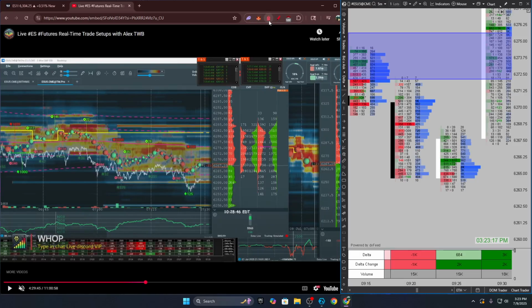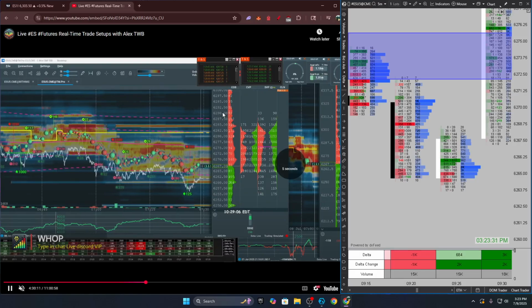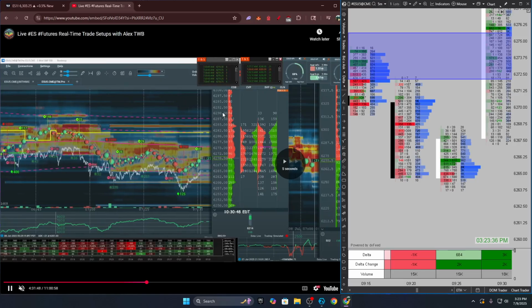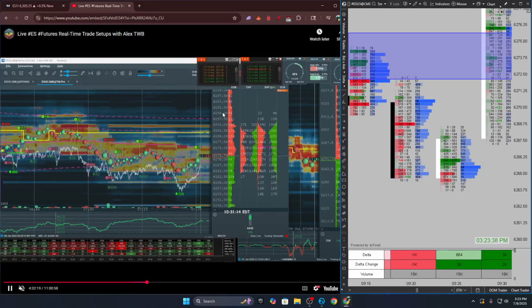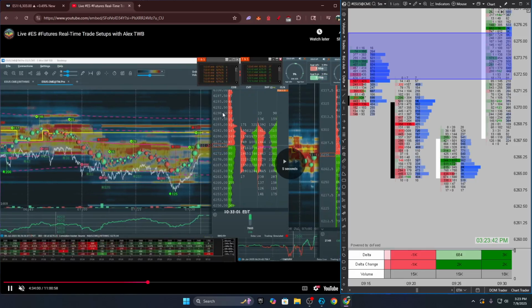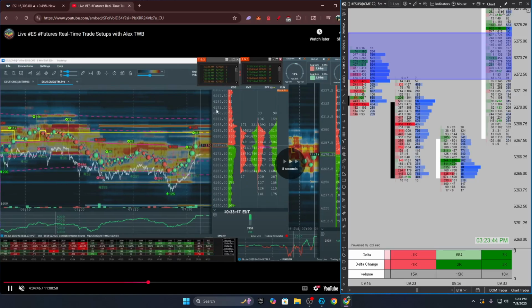But here, we do see that there is a barrier here, 6270, and in reality, I was planning to take a short from here, 6270, if we saw a reaction from that level. But as you can see, we broke through that level pretty easily. Just one strong push through. With aggressive buying, we broke straight through.